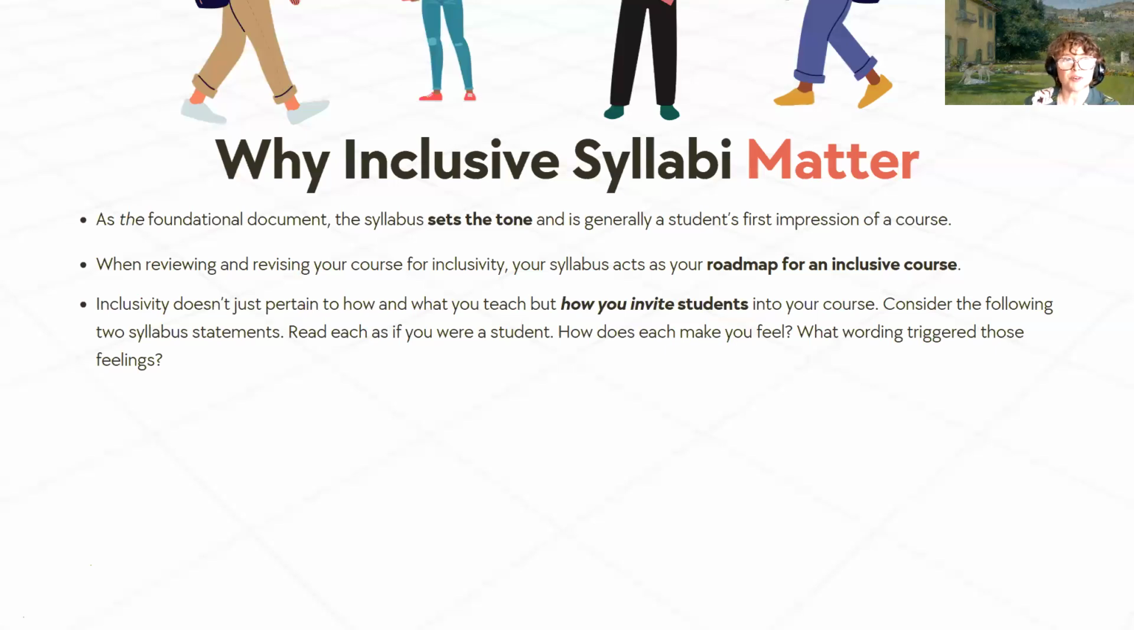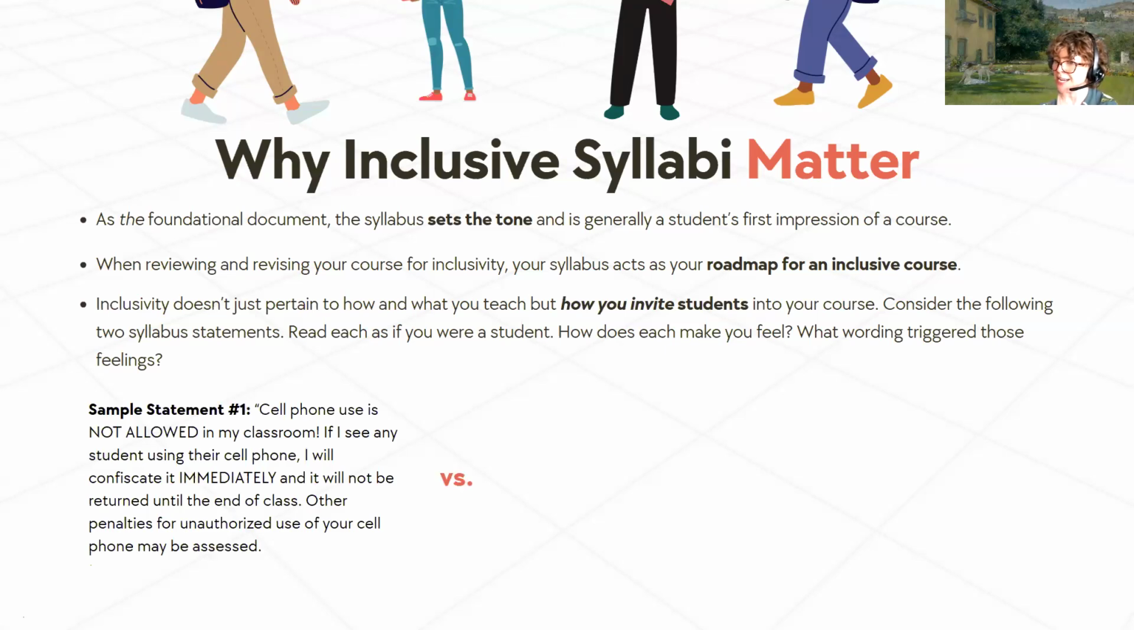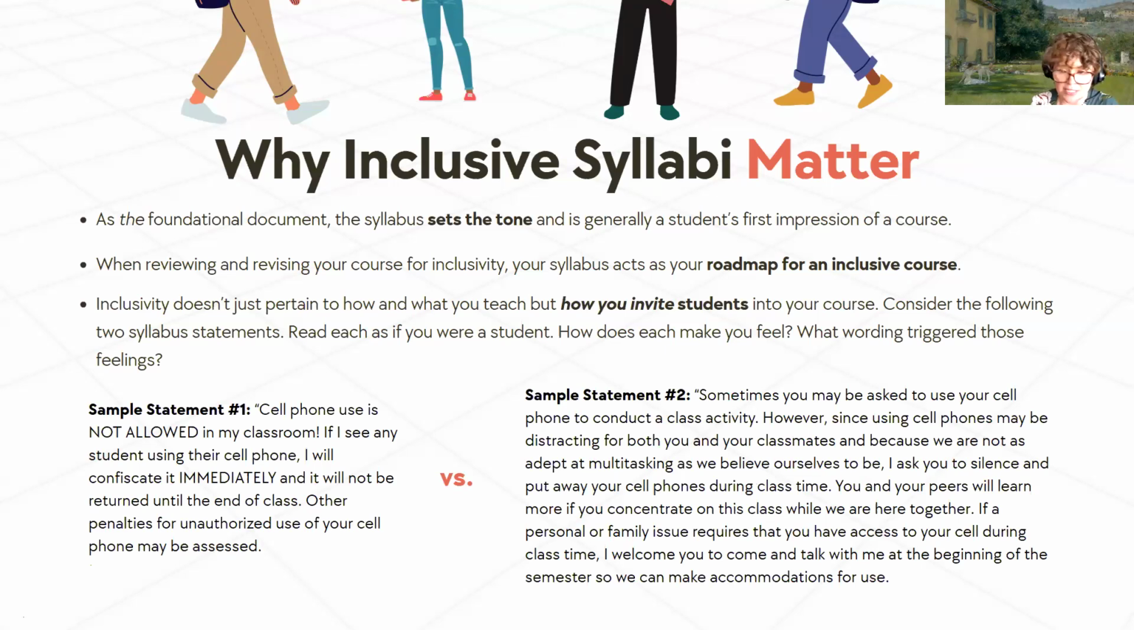If you've put considerable effort into designing your course for inclusivity using teaching best practices, but don't address the structure and tone of your syllabus, it may be inadvertently working against you and your objectives. So consider this. I've got two sample statements about cell phone use in the classroom. The first sample statement reads, cell phone use is not allowed in my classroom. If I see any student using their cell phone, I will confiscate it immediately and it will not be returned until the end of the class.